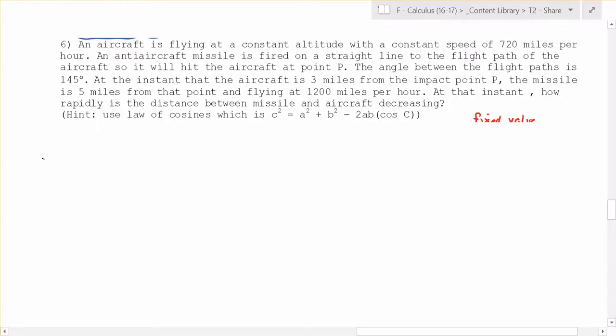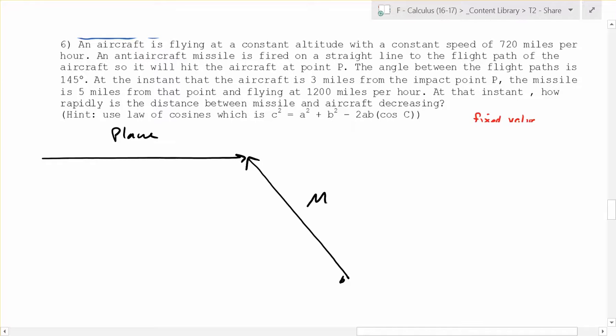Three-dimensional model. So we have an airplane that's traveling at constant altitude, 720 miles per hour, anti-aircraft. So there's this missile that's fired from here, and it's going to intersect the plane, right? So this is the plane. This is the missile.